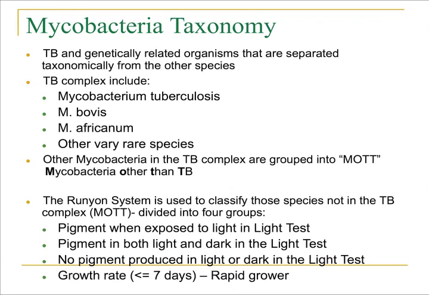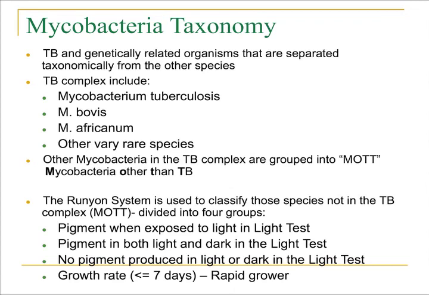One of the primary taxonomic systems that we used for many decades was called the Runyon system. The Runyon system is used to classify those species that are not in the TB complex into 4 groups. So the Runyon system classifies the MOT. It is a very basic classification system based on what happens to the mycobacteria when they're exposed to light or when they're in the dark: pigment when exposed to light in the light test, pigment in both light and dark in the light test, no pigment produced whether they're in light or dark, and the growth rate.